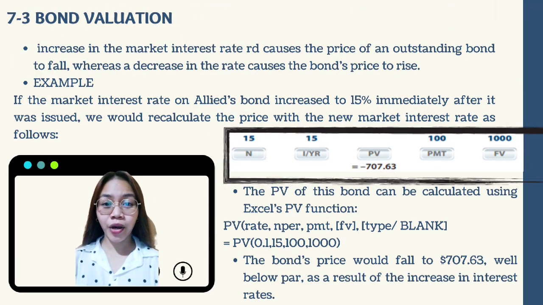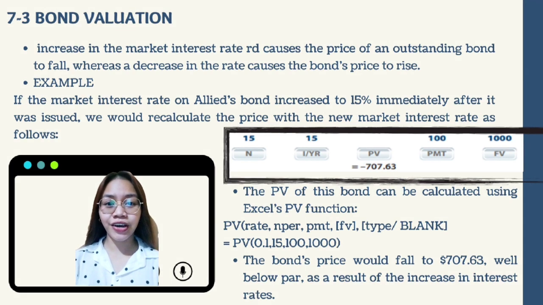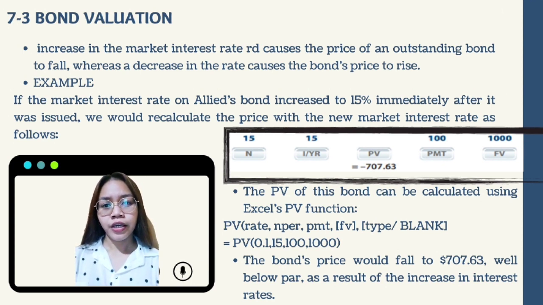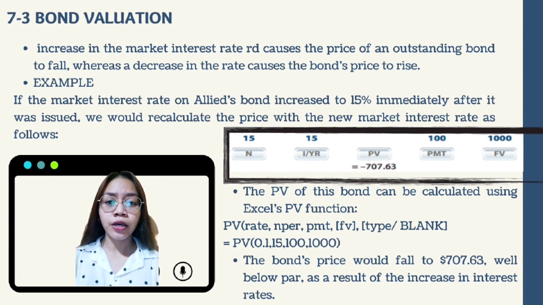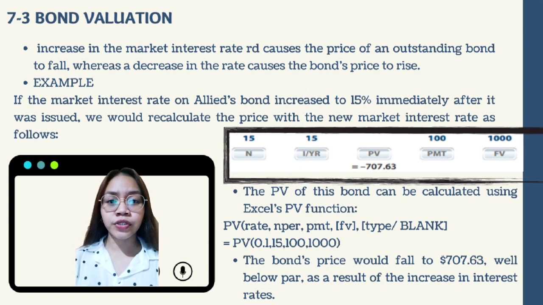An increase in the market interest rate, RD, causes the price of the outstanding bond to fall, whereas a decrease in the rate causes the bond price to rise. For example, if the market interest rate on the ALID bond increased to 15% immediately after it was issued, we would recalculate the price with the new market interest rate.